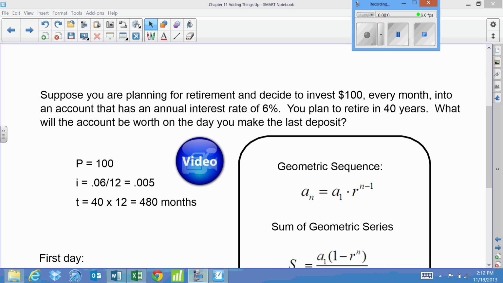Suppose you are planning for retirement and decide to invest $100 every month into an account that has an annual interest rate of 6%. So you are taking $100 out of your paycheck every month and you're investing it. So each month a new $100 is added into your account. It has an annual interest rate of 6%. You plan to retire in 40 years. What will the account be worth on the day that you make the last deposit?